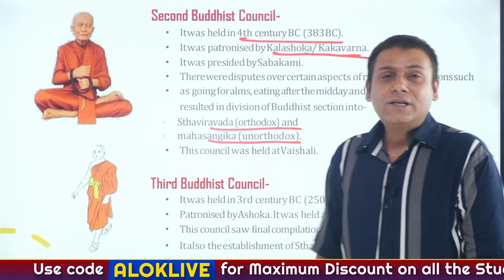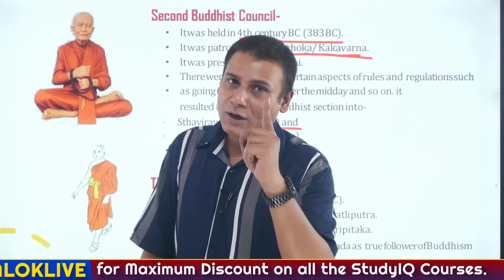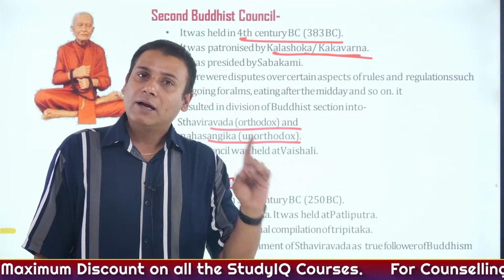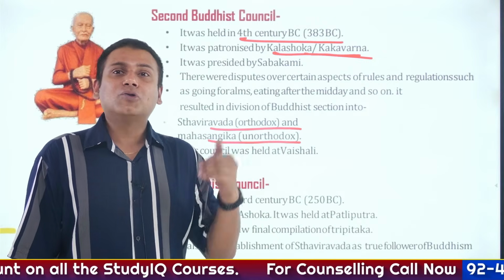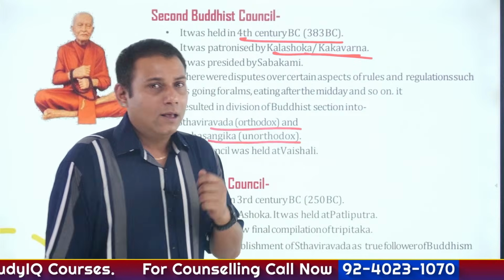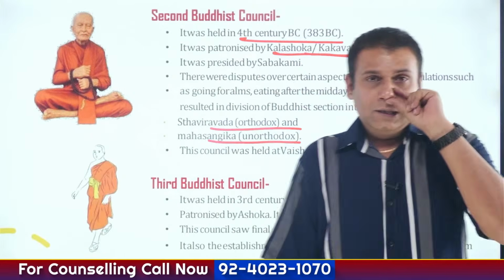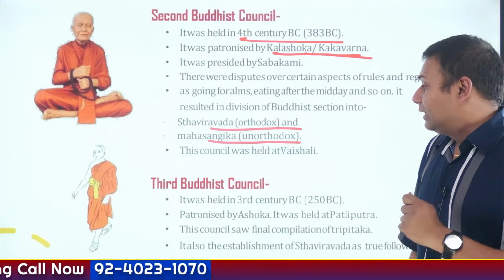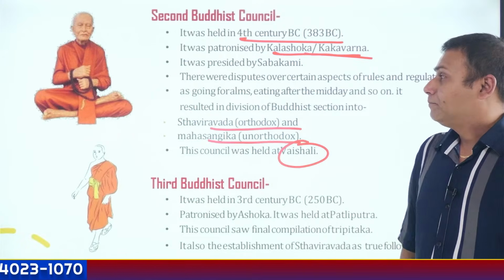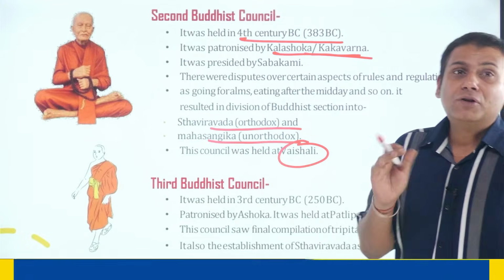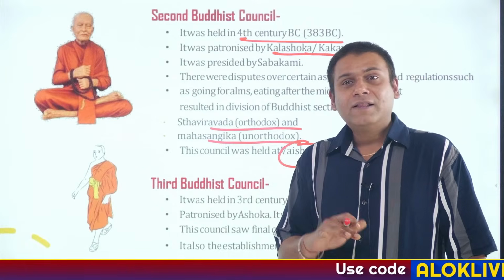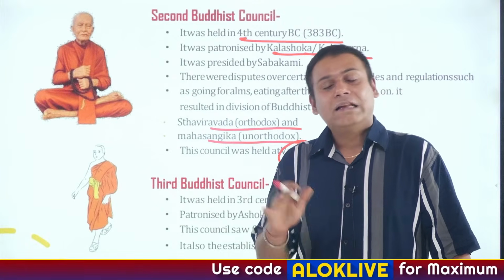So I repeat the points again. The second Buddhist council was held at Vaishali. It was patronized by Shishunaga dynasty ruler Kalashoka, who is also referred to as Kakavarna. Is that clear? Apart from this, in the second Buddhist council, there was a division of Buddhism into two parts, Sthaviravada, that is orthodox, and Mahasanghika, that is liberal.